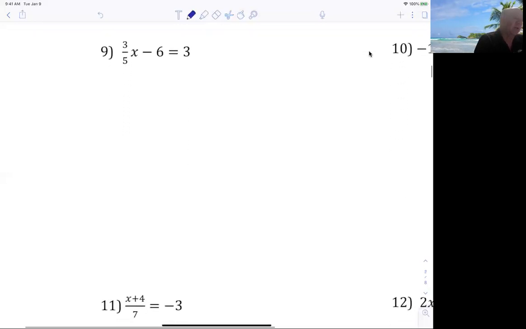Number 9, we call it a two-step equation. Again, we're trying to isolate the x. That means I need to remove the -6 and I need to remove the 3/5. To do that, we're doing PEMDAS backwards, remember, which means I have to get rid of the addition and subtraction first. So I'm going to get rid of the -6 by adding 6 to both sides, and then I get 3/5 x equals 9.